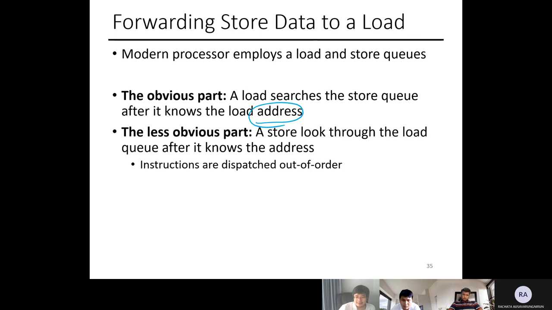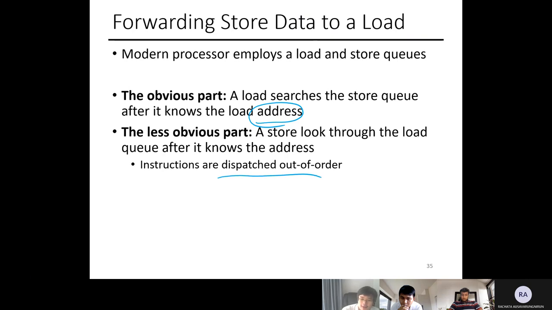This obvious part is, whenever I have a store queue and I have a new store coming in, because these are out of order, sometimes when you store things on the queue, there are future loads already in the load queue, because you do things out of order. The future load can be in the queue waiting for that address, because instructions are dispatched out of order.